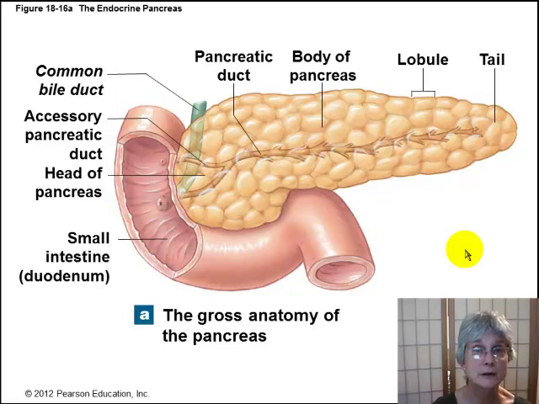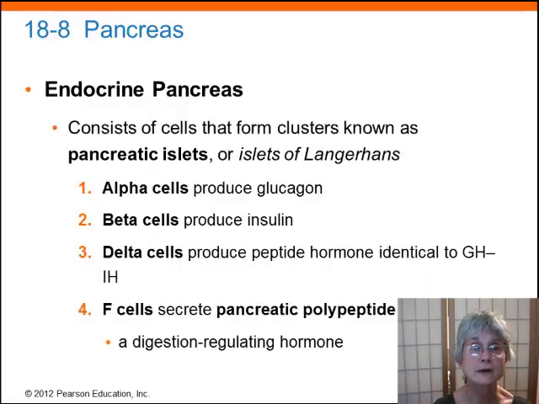Over 90% of the pancreas is actually going to be involved with digestion, that exocrine function, and only about maybe 5% or so is involved in the endocrine function. The endocrine cells of the pancreas are organized into little clusters called pancreatic islets, or the islets of Langerhans, Langerhans being the guy that first described them. There are 4 kinds of cells. We're only really worried about the alpha and beta cells.